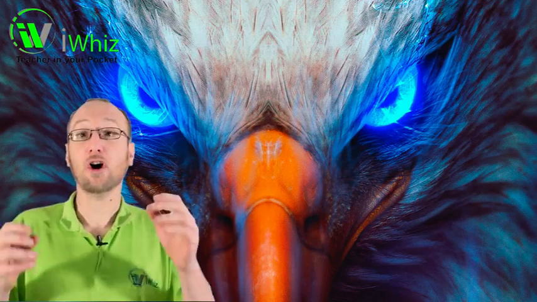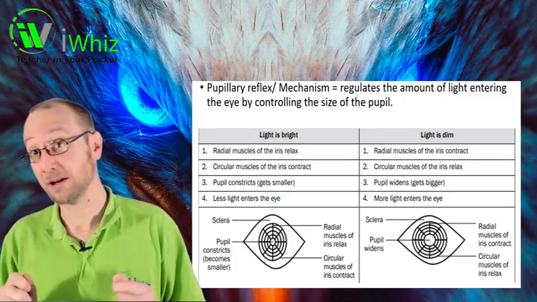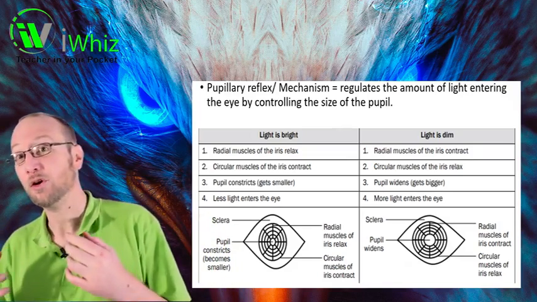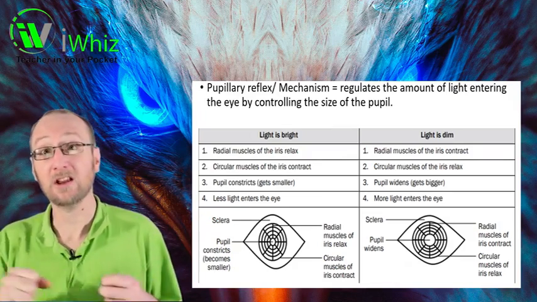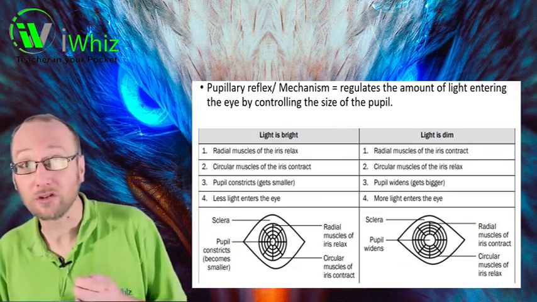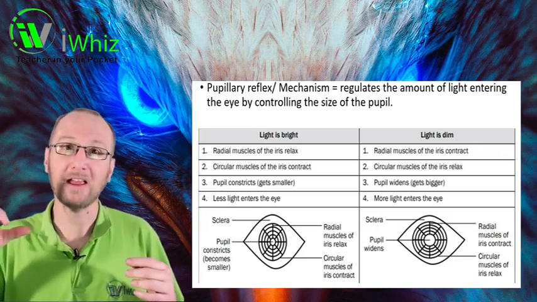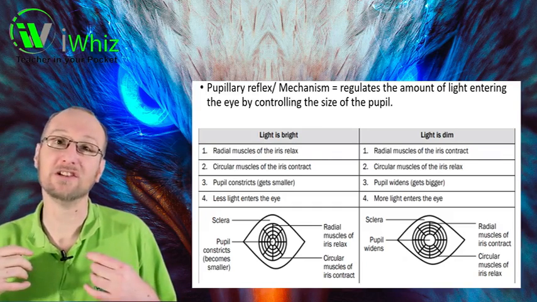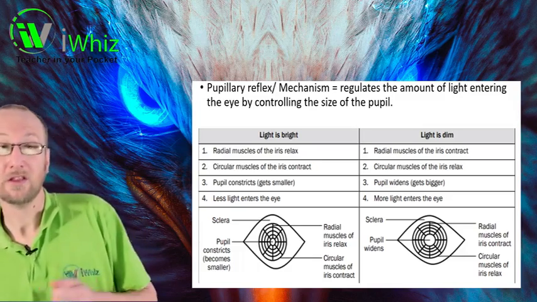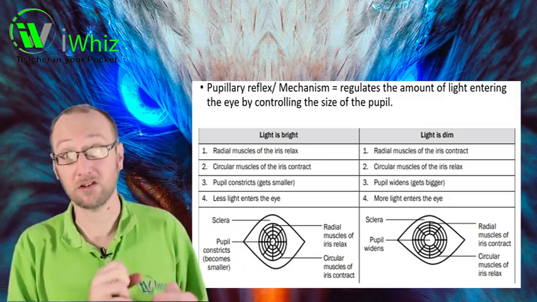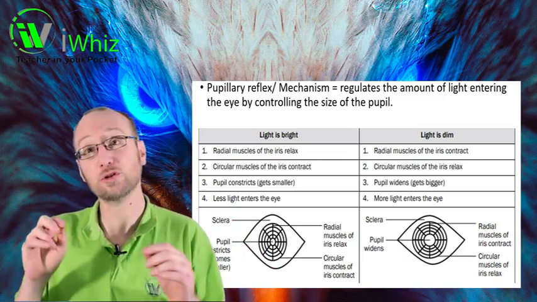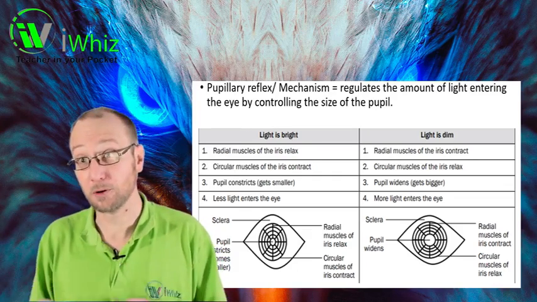Another process we need to know about that occurs in the eye is our pupillary reflex, or pupillary mechanism. This you might know, or at least you have seen. It is when we go, for example, from a dark room into one that is brightly lit. I'm sure you've noticed when people do this that their pupils, as they walk into the brighter area, suddenly get smaller because the eyes need to let less light in. This is the pupillary reflex or mechanism. Its function is to regulate the amount of light that enters the eye by controlling the size of the pupil.